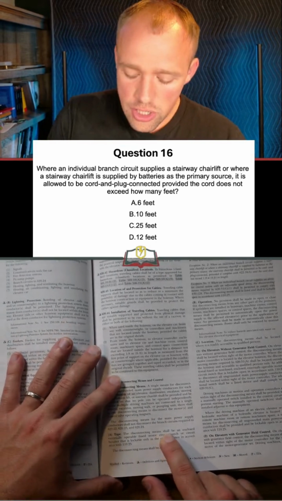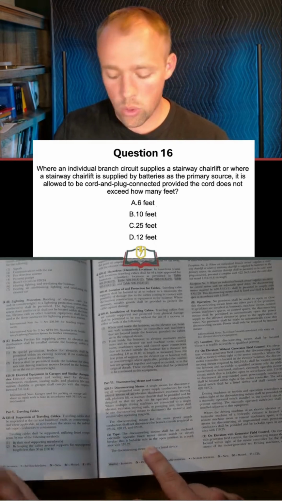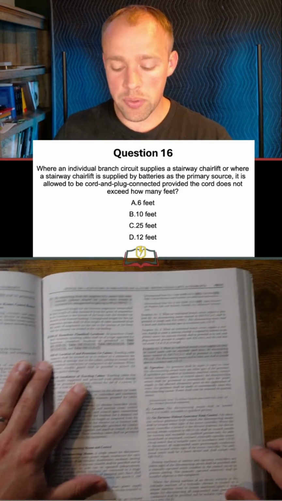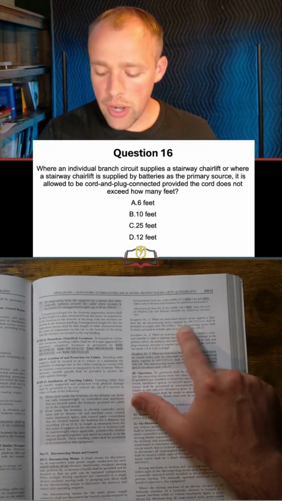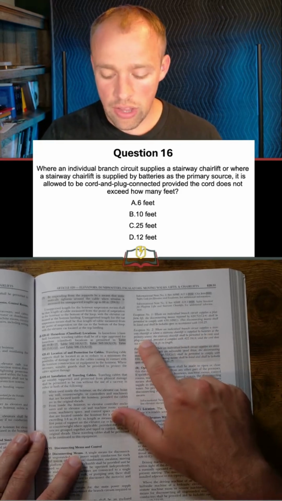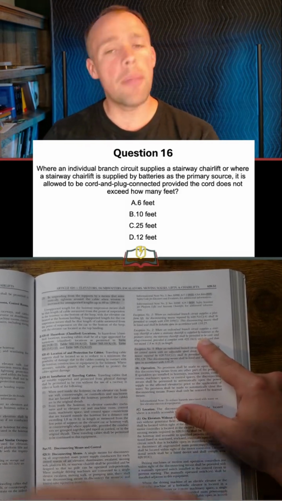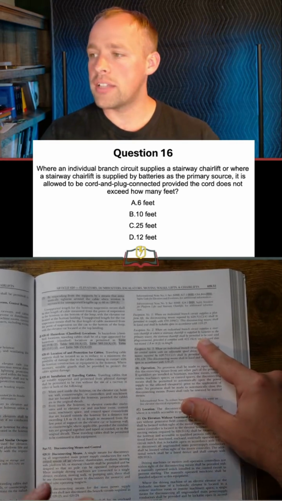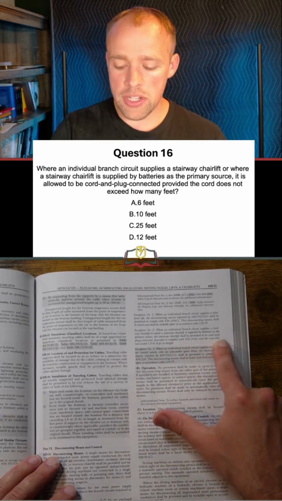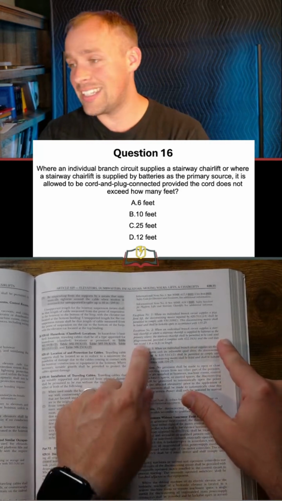The disconnecting means shall be an enclosed, externally operable fused motor circuit switch or circuit breaker that is lockable only in the open position. In accordance with Article 110.25, the disconnecting means shall be a listed device, but there are some exceptions. Where an individual branch circuit supplies a platform lift, okay? Where an individual branch circuit supplies a stairway chairlift, or where a stairway chairlift is supplied by batteries. Okay, can you guys see that I'm now verbatim to my question? Individual branch circuit supplies a stairway chairlift supplied by batteries as the primary source. The stairway chairlift shall be permitted to be cord and plug connected, provided it complies with 422.16(A), and the cord does not exceed 6 feet.